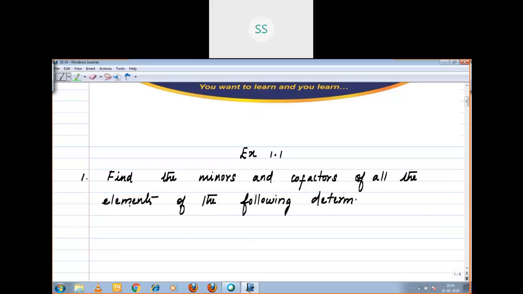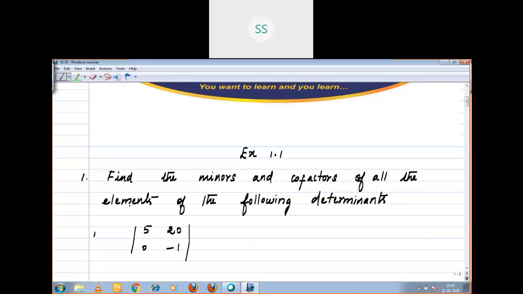Listen carefully children. In 2 by 2 matrix it is easy to find the minor. In 3 by 3 you have to follow the steps. I hope you people understood. The determinant is 5, 20, 0, minus 1. Okay, how to find the minor?